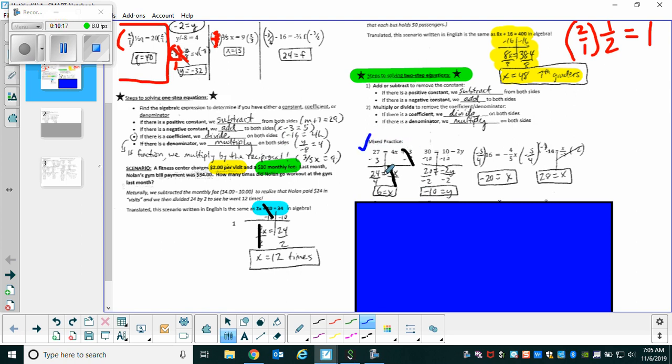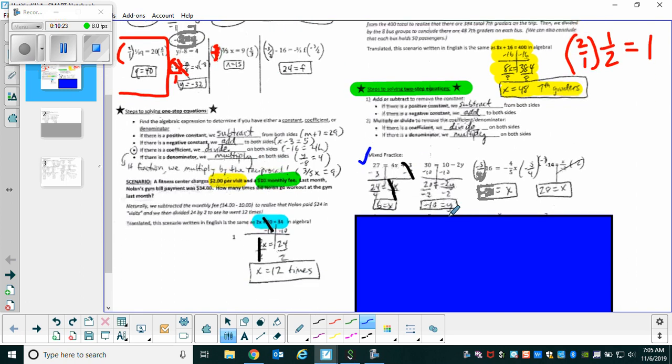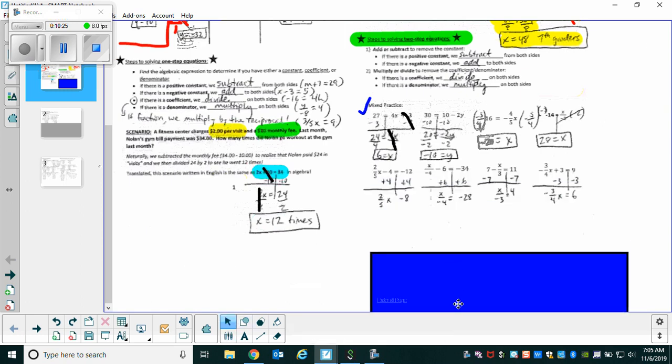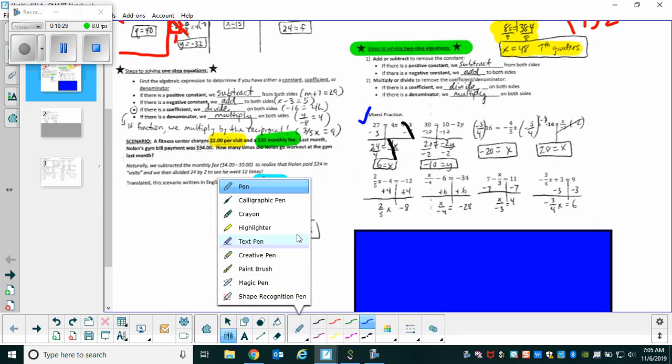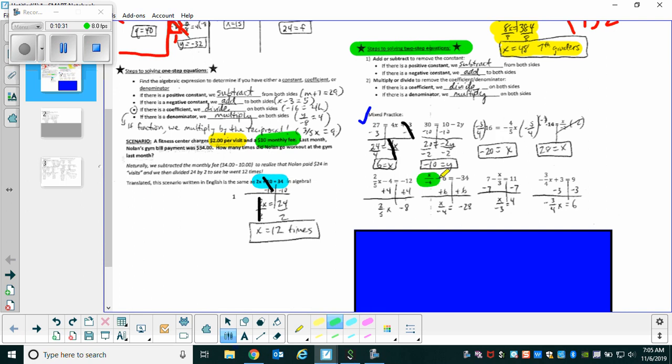So what I mean, folks, is that sometimes if you have both a constant and a coefficient, or let me see if I can find another one, if there's like a constant and a denominator. Yeah, for like this one right here, let me highlight it so it stands out. This problem, you have a constant and a denominator. So first you're going to get rid of the constant, and then you're going to multiply on both sides here to get rid of the denominator.